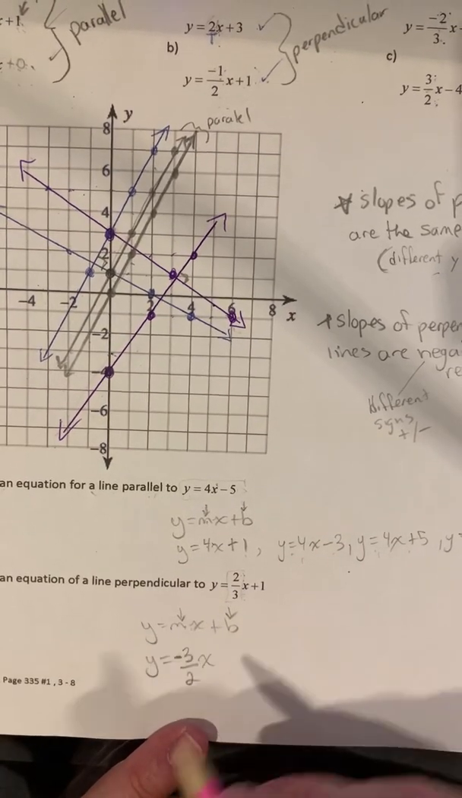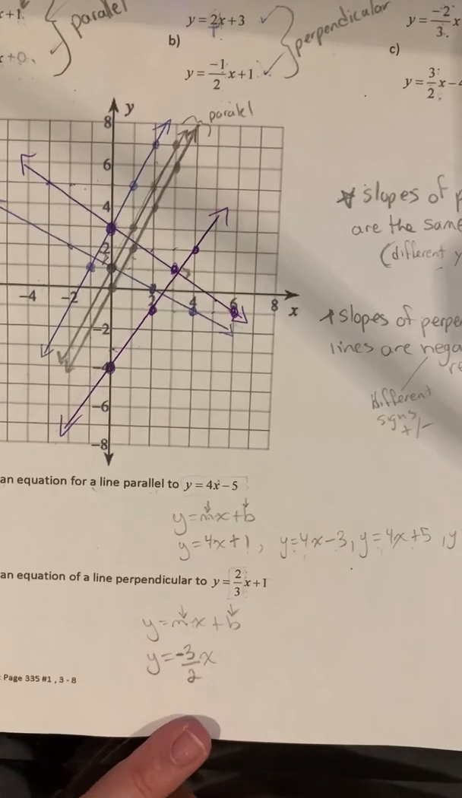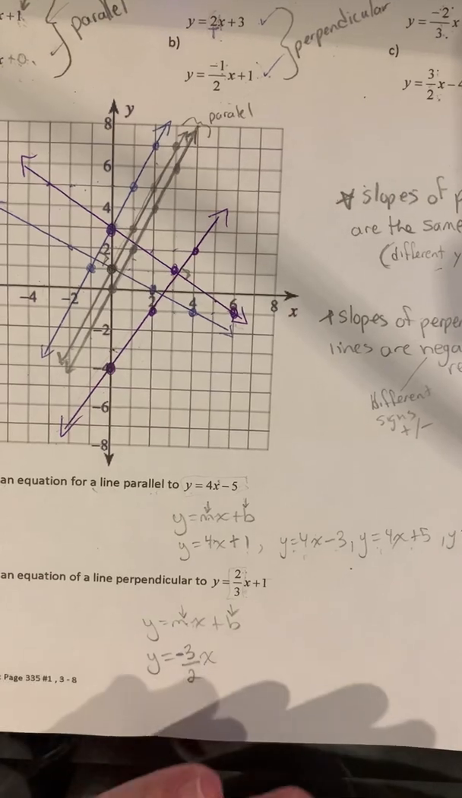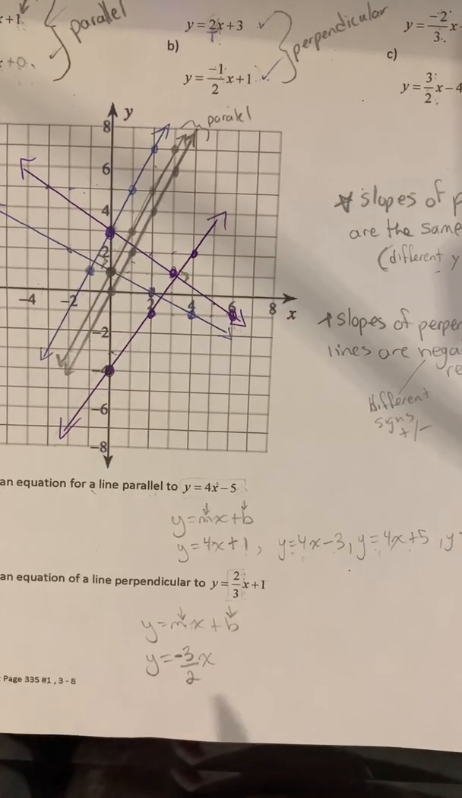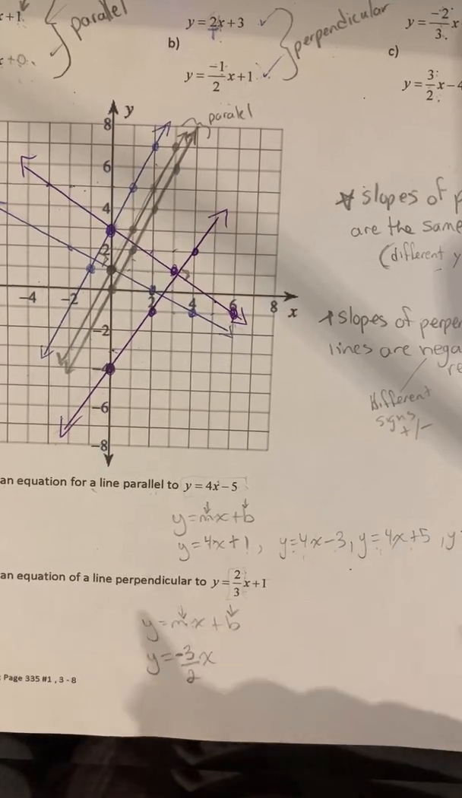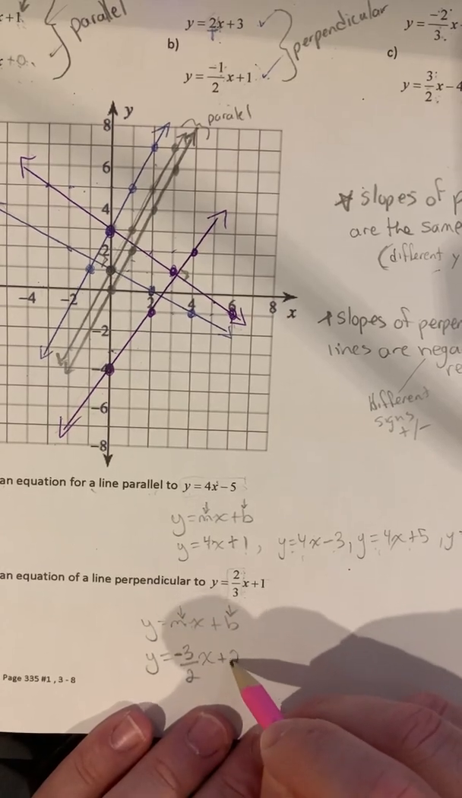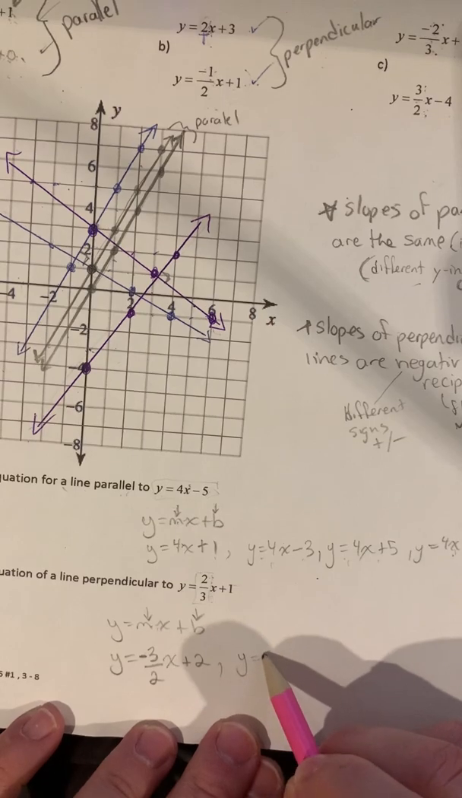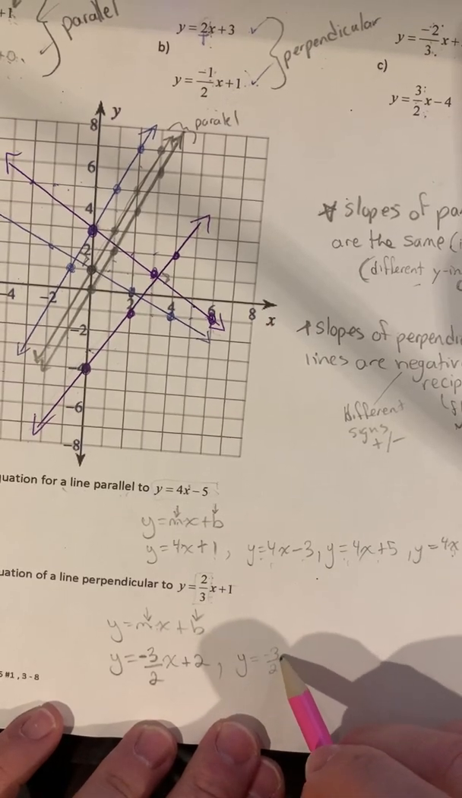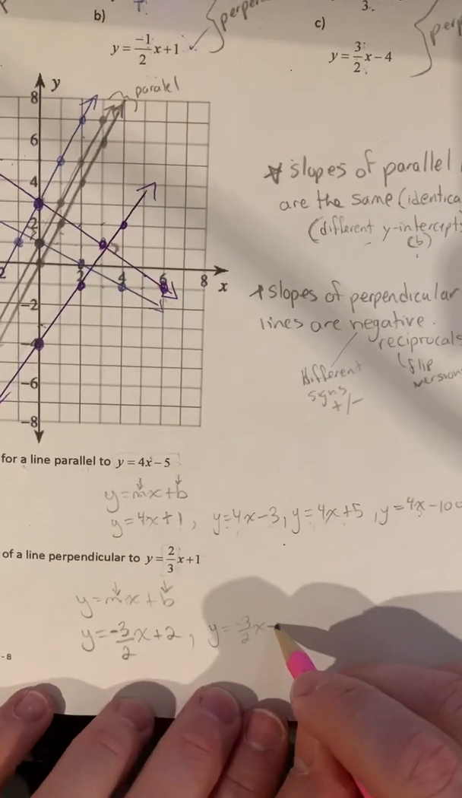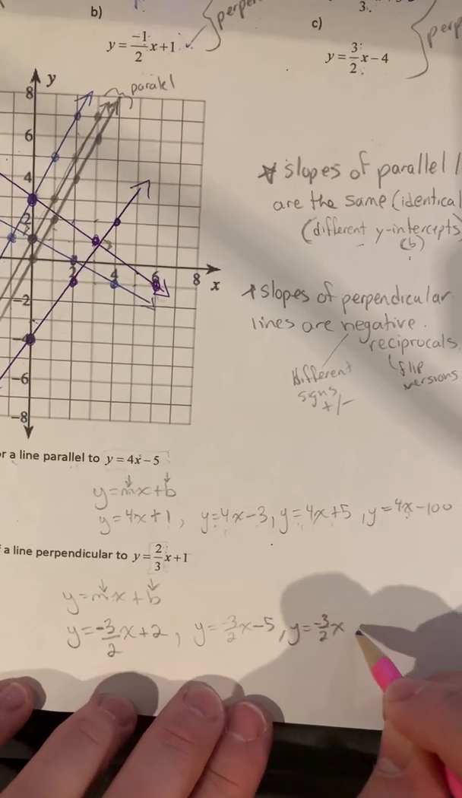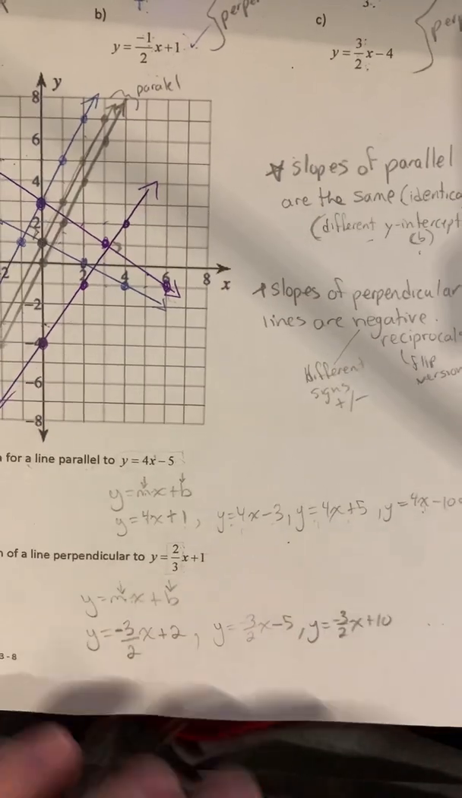Okay, x, and then make up any y-intercept. You could put the same one if you want to. It doesn't matter because they're going different directions. But just to keep it consistent, just change it. So let's say plus 2. Okay, so we could do multiple examples. So negative 3 over 2x minus 5. y equals negative 3 over 2x plus 10, and so on.